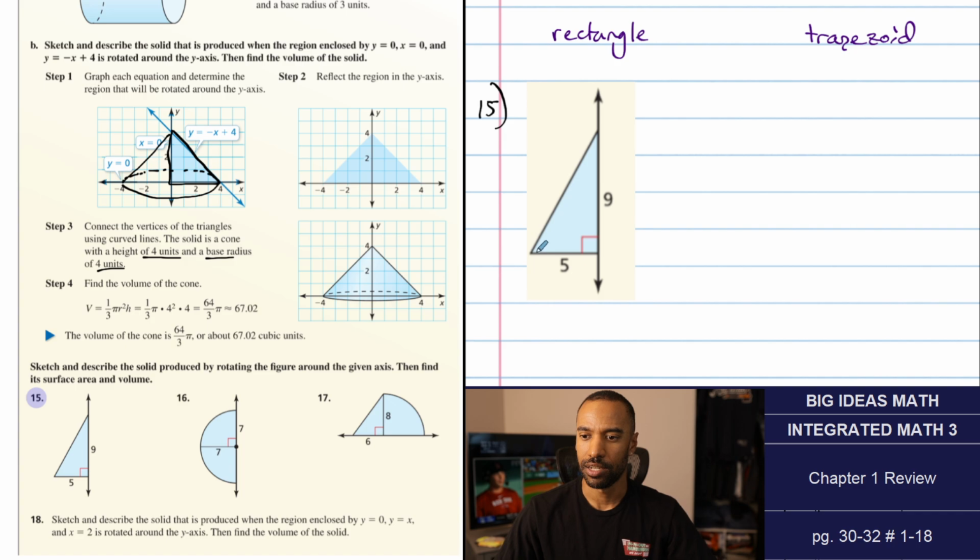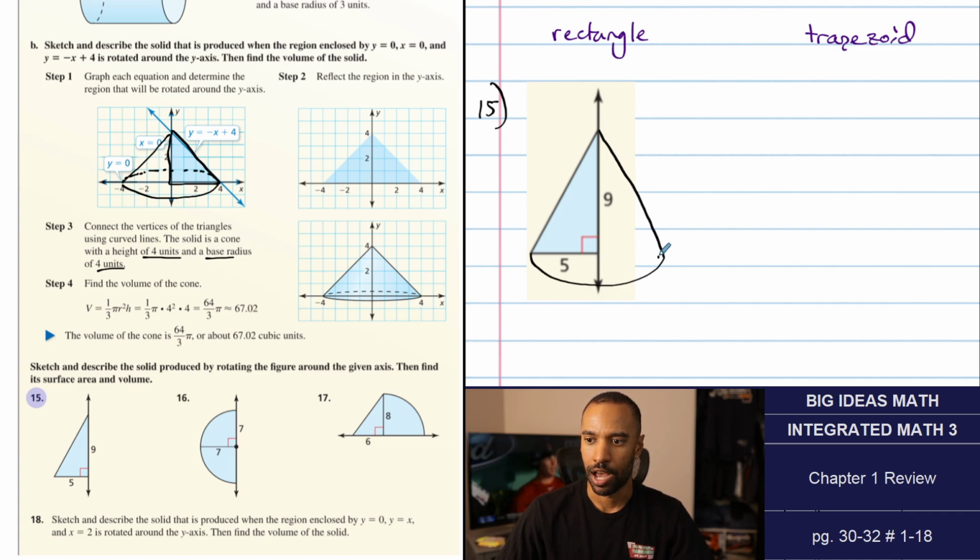So on number 15, this thing rotates around this axis here, so whatever was 5 there becomes 5 on that side, right? That's why they tend to draw that thing first. And then it goes around. So we make a cone.